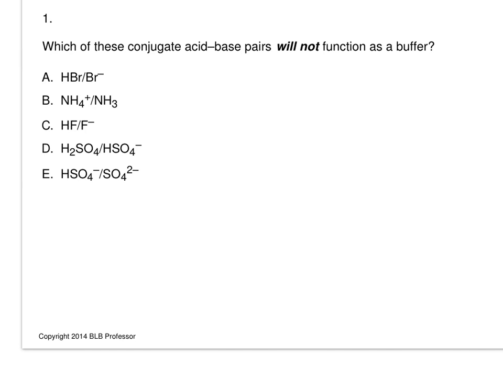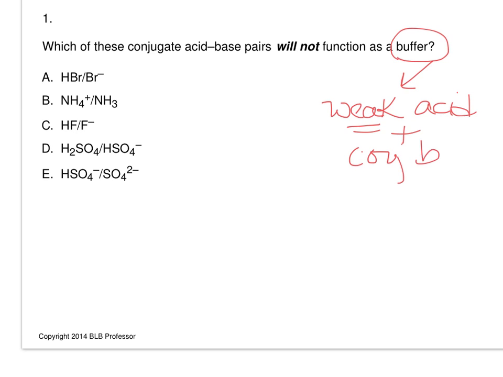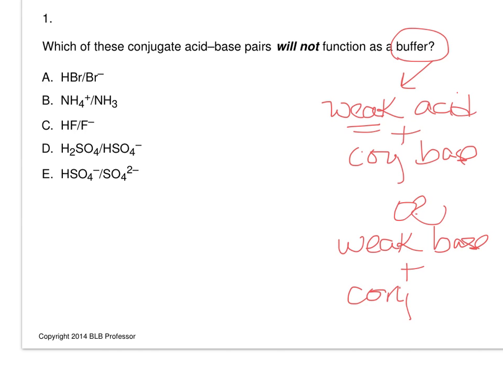This problem relies on you understanding what goes in a buffer. A buffer is made up of either a weak acid, emphasize weak, and its conjugate base, or a weak base and its conjugate acid. So if you haven't memorized the 6 or 7 weak acids and weak bases yet, now's the time to do it. Make flashcards or something. Just start carrying them around with you.